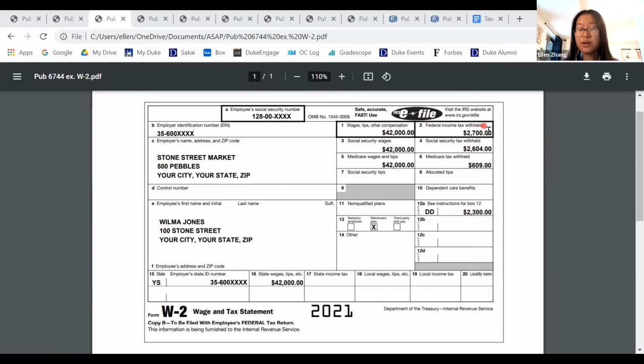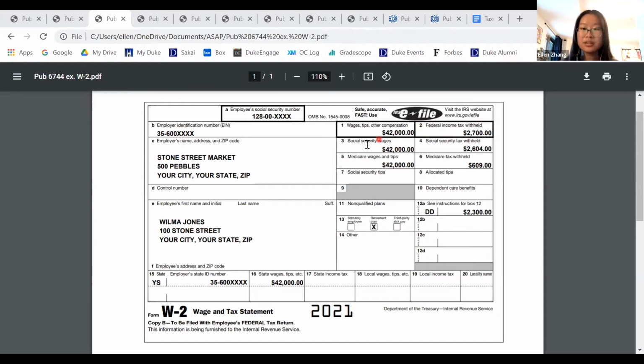If you do not withhold any taxes throughout the year, and at the end of the year, you suddenly have to pay these taxes, there will be a small penalty for not withholding taxes throughout the entire year. So we can see that Wilma had $2,700 of income tax withheld from her pay.